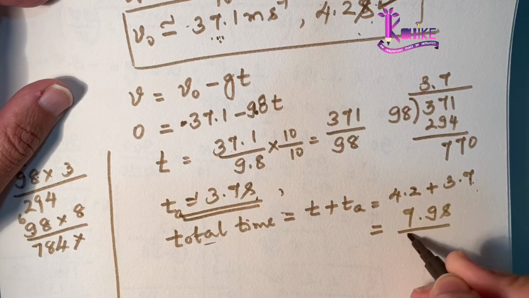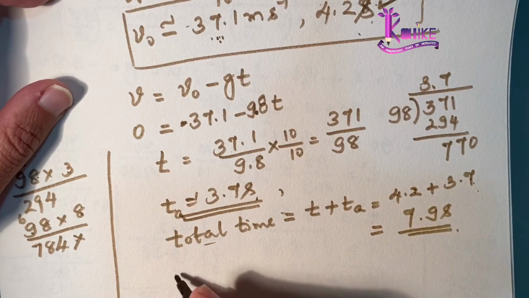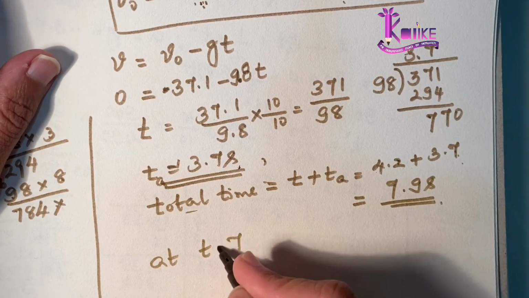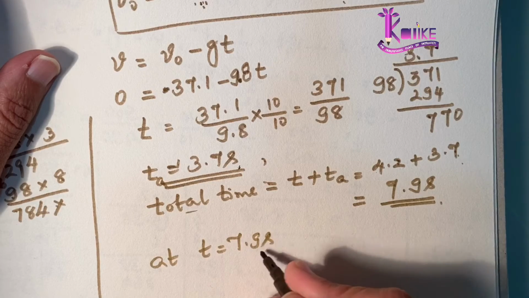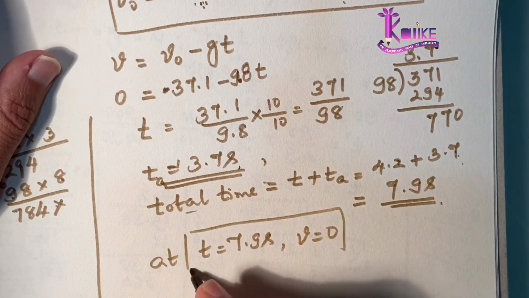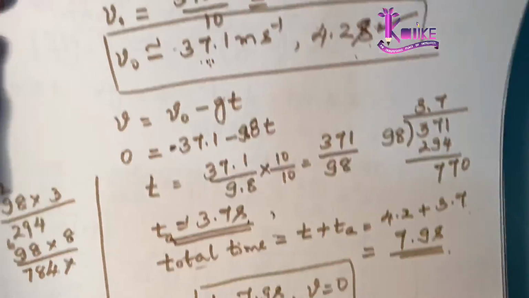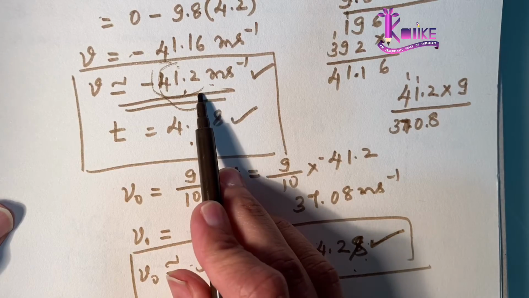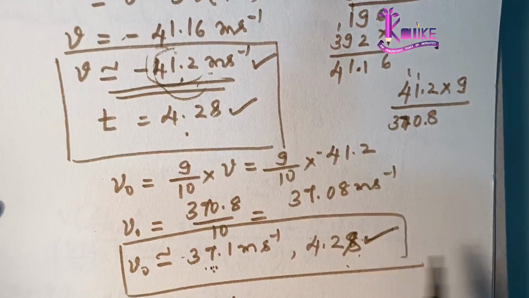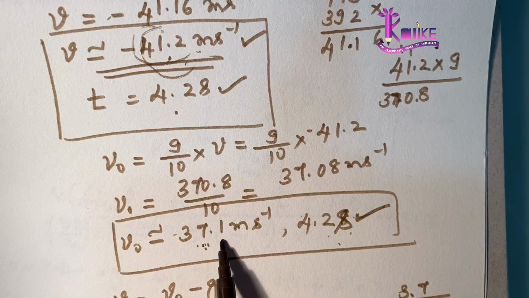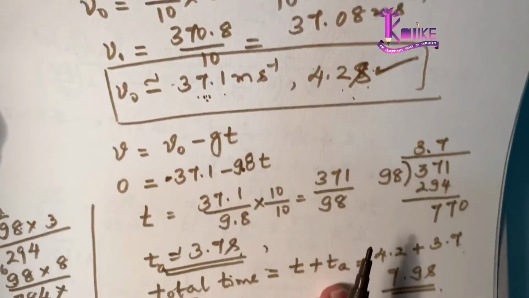7.9 seconds. So what is the speed at t equal to 7.9 seconds? The speed is 0, right? So make a note of this. So we have 3 speeds. At 4.2 seconds, 41.2 meter per second. At 4.2, almost, it is 37.1.